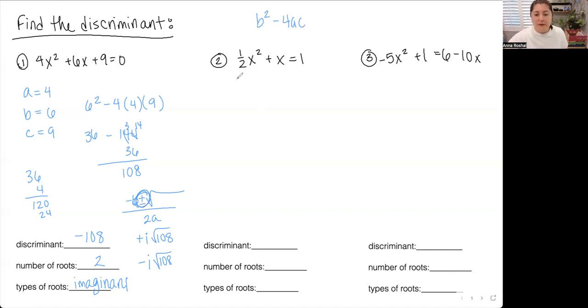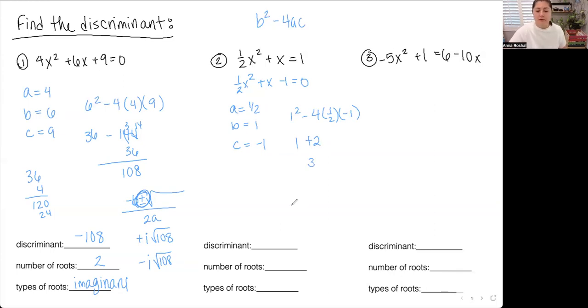Let's take a look at this one. Here, my equation is not in standard form, so I'm going to put it into standard form by subtracting this 1. Now my a is a half, my b is 1, and my c is negative 1. So I'm going to have 1 squared minus 4 times a half times negative 1. 4 times a half is 2, and 2 times negative 1 is negative 2, so minus negative 2 is positive 2. 1 squared is 1. So now I have 3.